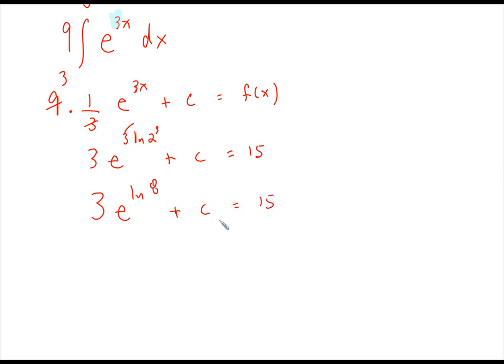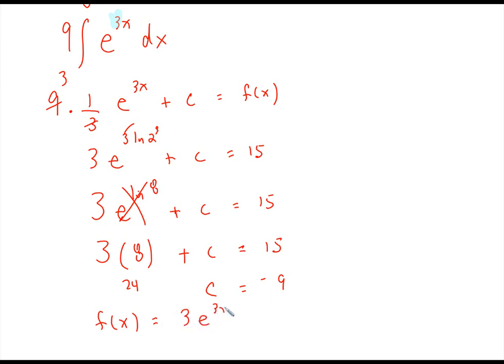So here's where you need to remember those natural log properties. E to the natural log power, basically these are just going to cancel each other out and your answer is going to be 8. So 3 times 8 plus c is going to equal 15. So that means we get 24 here. So c is going to be minus 24 to the other side. You're going to get negative 9. So c is negative 9. So our f of x function is going to equal 3 times e to the 3x power minus 9. Okay?